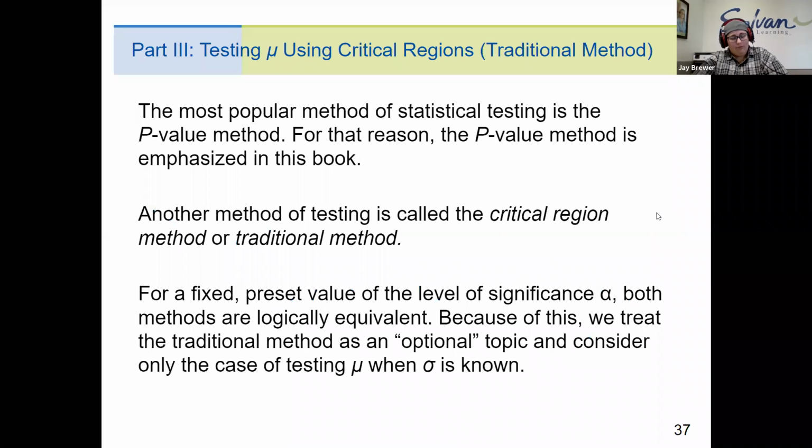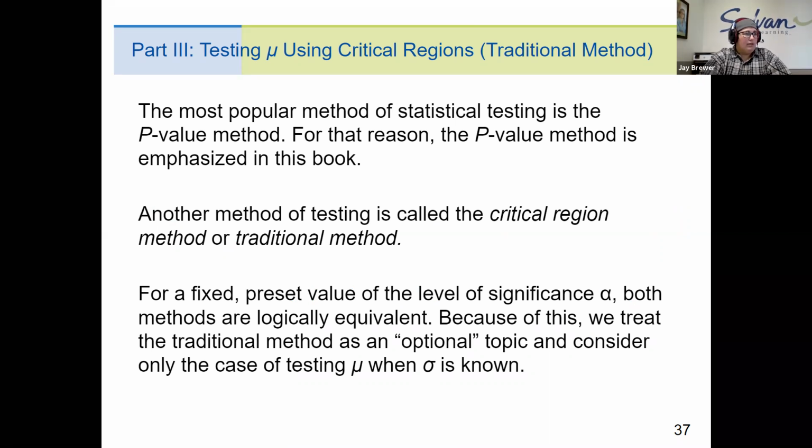All right. Part 3, testing mu using critical regions, the traditional method. Again, if you need to pop off of here because we're getting close to time, that's fine. But I am going to finish this out. And then you can look for both parts up on Canvas later today.